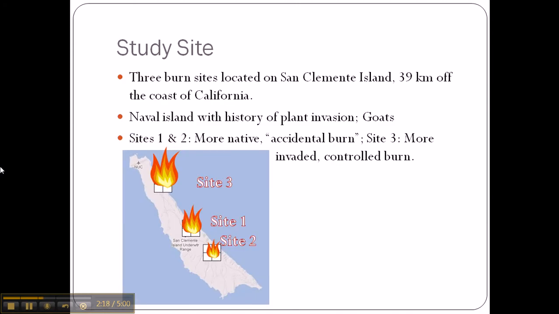And so for my experiment, I set up an experiment on San Clemente Island, which is 39 miles off the coast of California. This island has a heavy history of plant invasion and of disturbance. And so it makes for a good site.